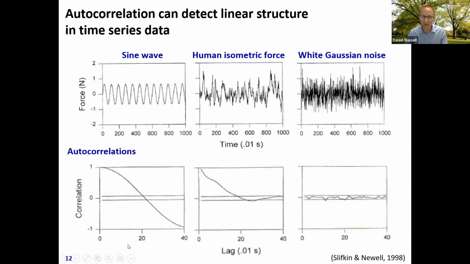And so you can see correlations, for the sine wave, going from 1, perfect correlation, down to 0, and then down to -1. For the human isometric force, you can see that there is correlation that decreases over time until, at the 0.20 lag, it drops down to about 0. And you can see in white Gaussian noise, there is no correlation, so each value is independent of any subsequent value. So that's a nice linear approach that you might be familiar with from correlation.